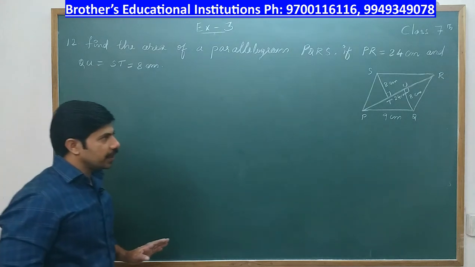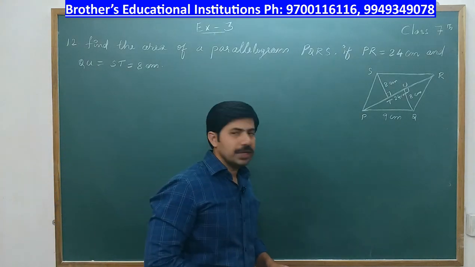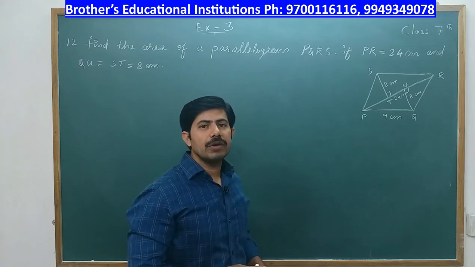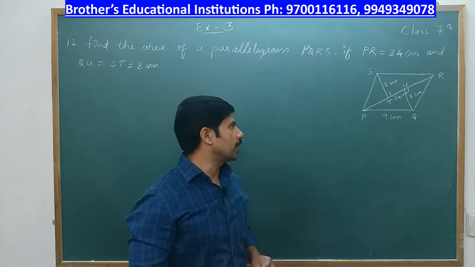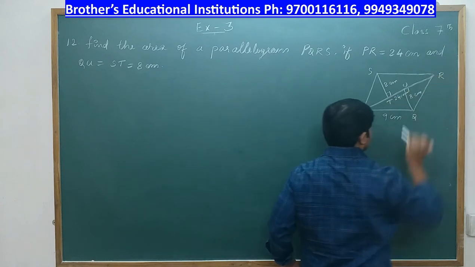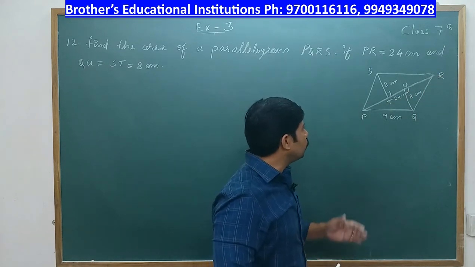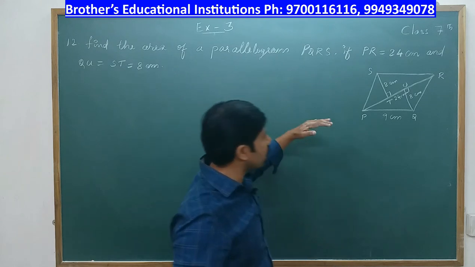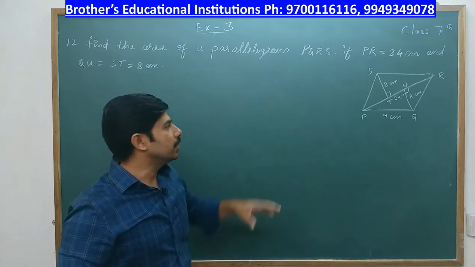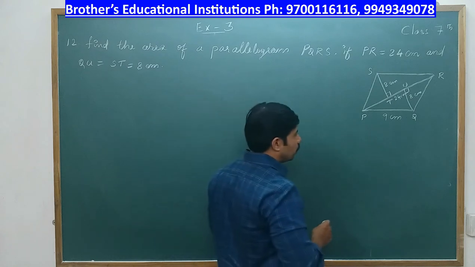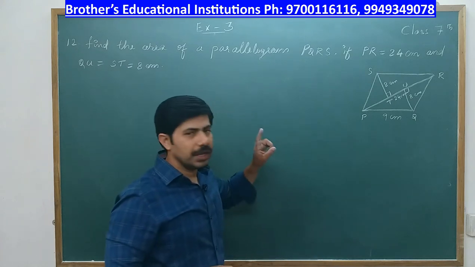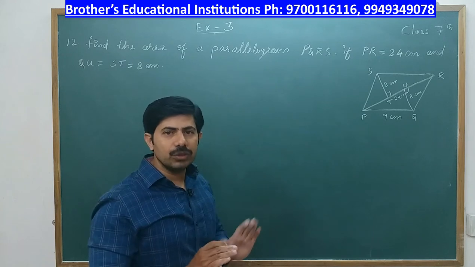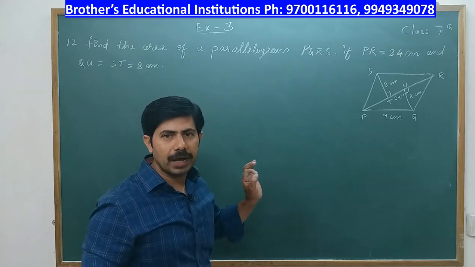See, in order to find the area of the parallelogram, here we have a diagonal PR. A diagonal divides a parallelogram into two equal triangles. This diagonal PR divides the parallelogram into two equal triangles: one is triangle PQR and the other one is triangle PSR. So first we'll find the area of triangle PQR, then SPR. After that we add those two, then we'll get the area of the parallelogram.